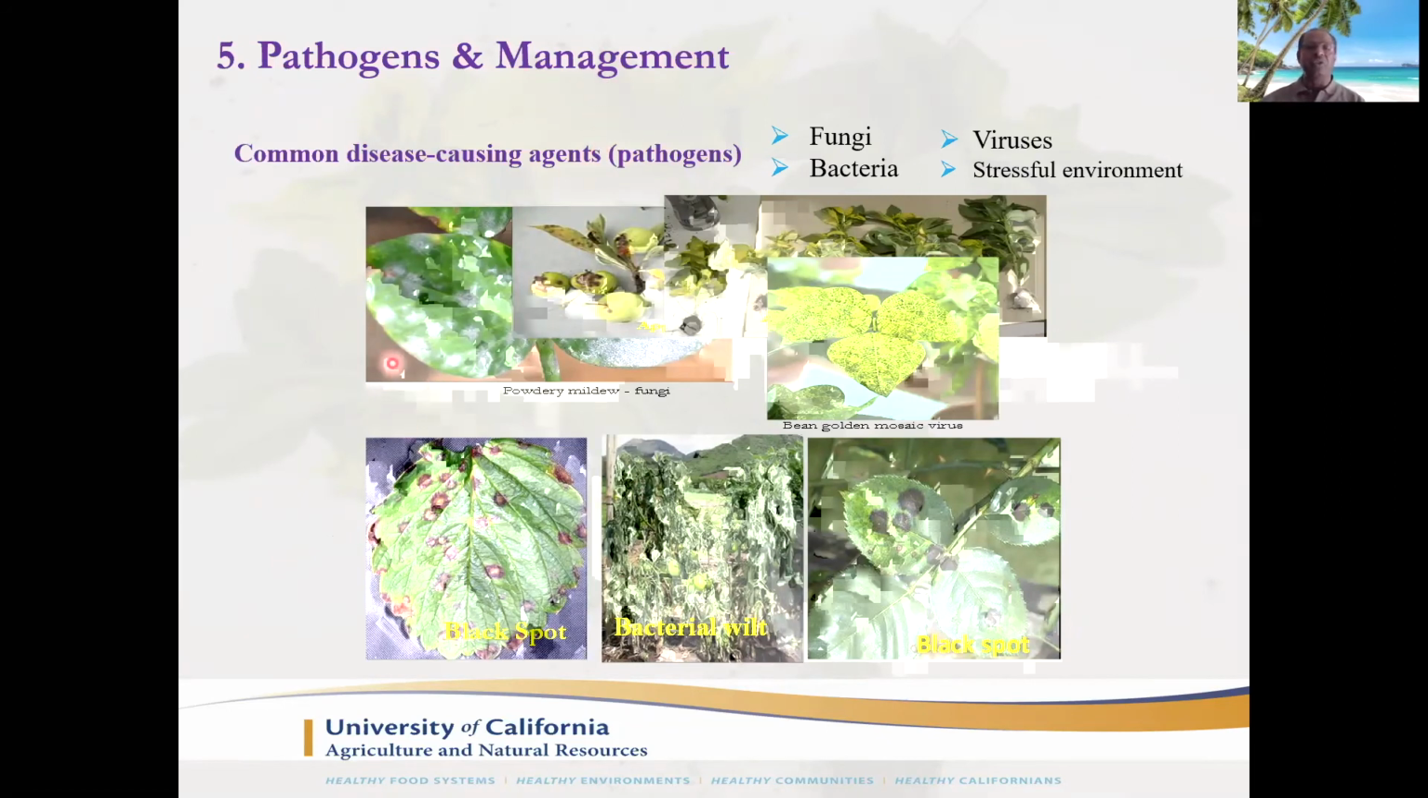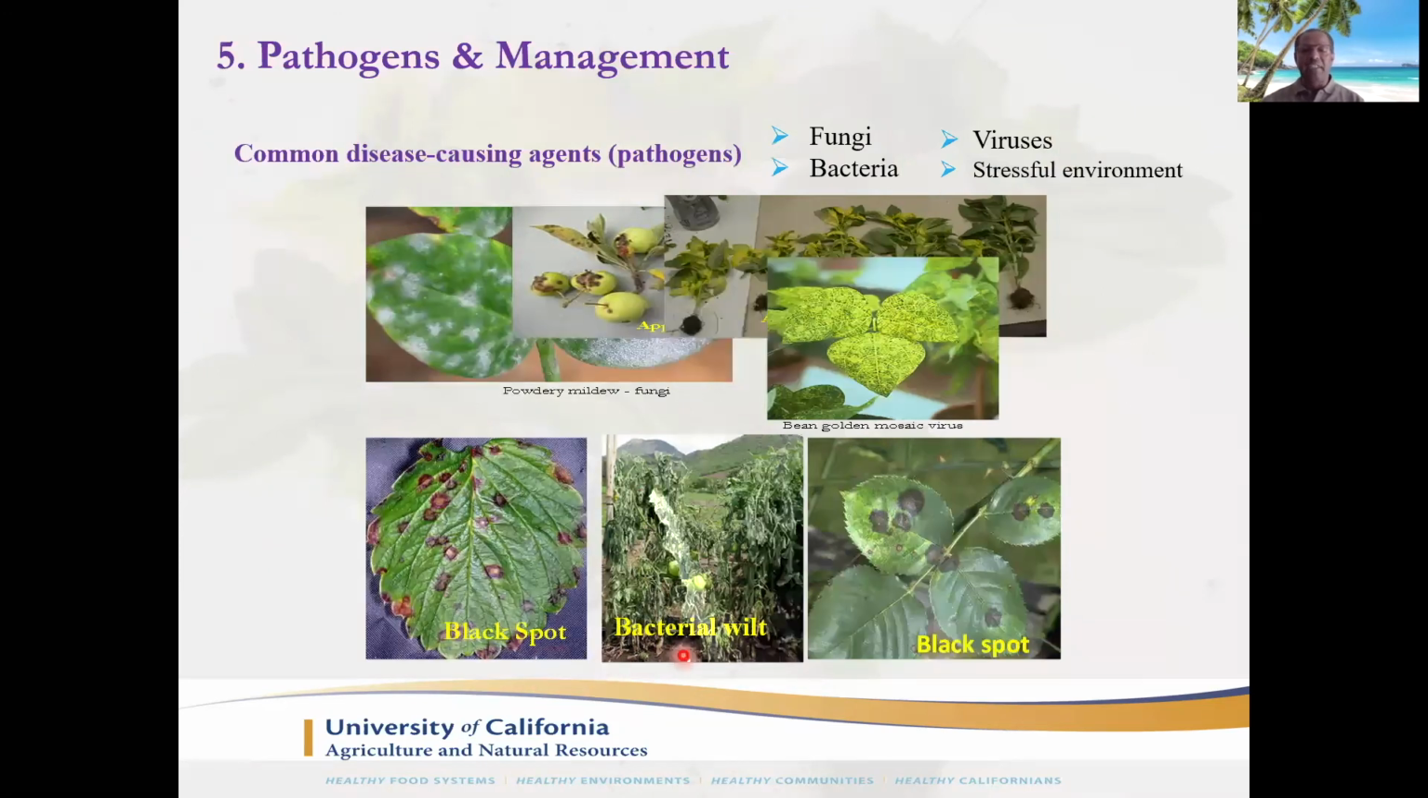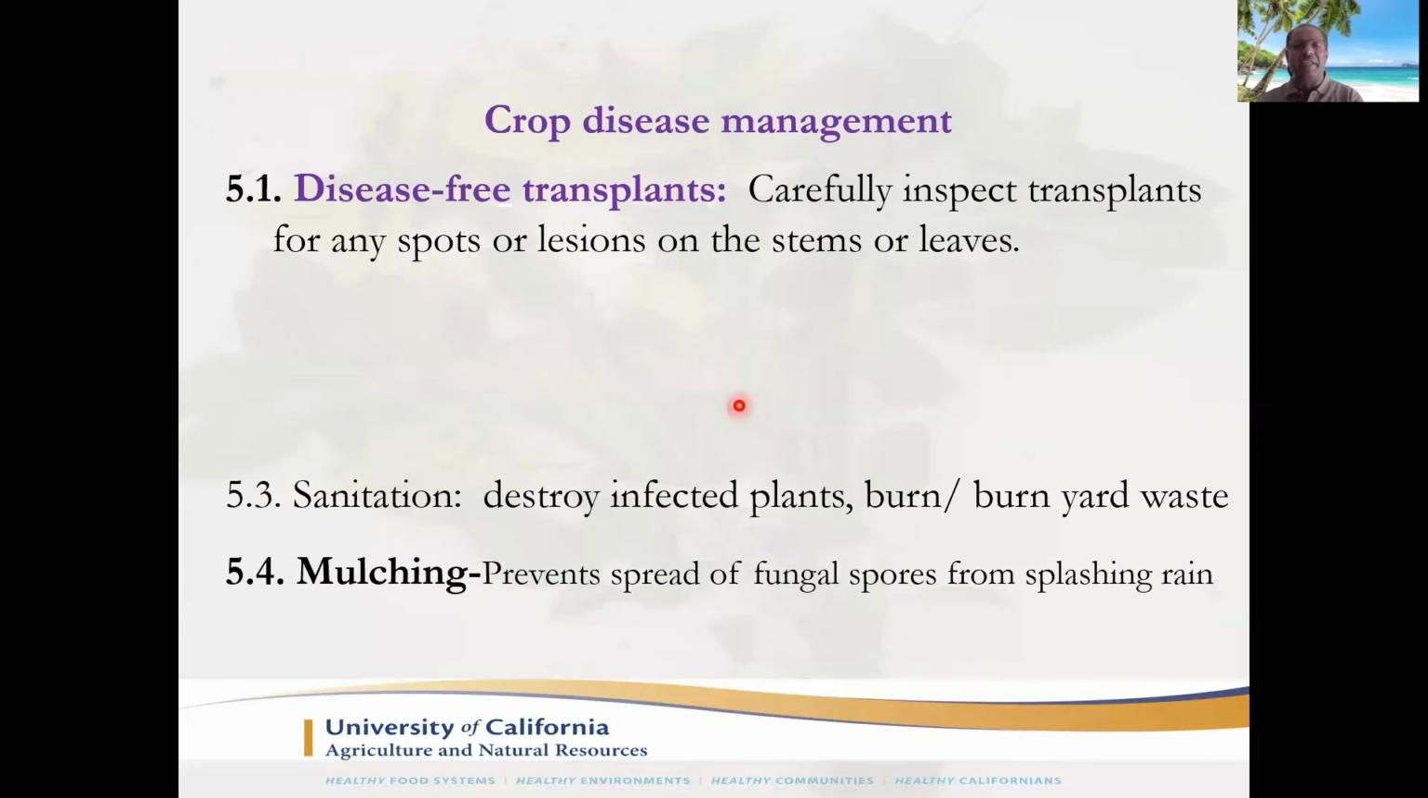Now, pathogens or disease. You can see many of them, okay? They can be fungi, bacteria, viruses, or any other. You can see black spot, bacterial wilt, black spot. Sometimes you can't even differentiate them, but you see some kind of spots that appear on your plant. If they are not normal appearances, there could be pathogens. You can send samples somewhere and find out what type of pathogen is actually affecting your garden.